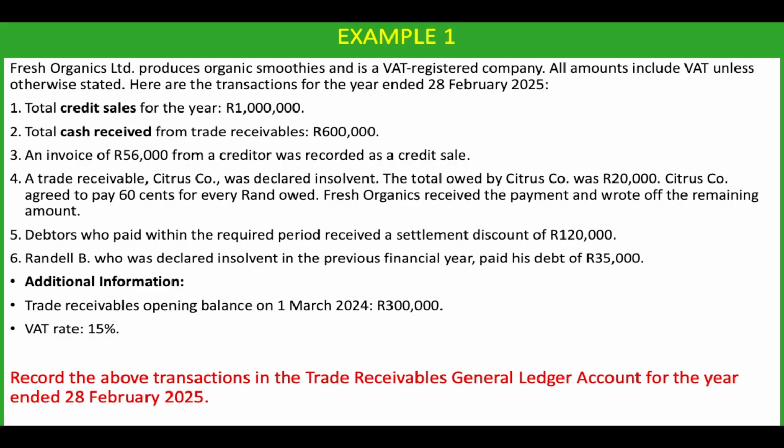Welcome to Countats. In this lesson, we're going to be looking at the Trade Receivables General Ledger account. This is in fact the second lesson on the Trade Receivables General Ledger account. We've done another one on the General Ledger account for Trade Receivables, or the T account. That one was a more simplified one. So if you are doing the Ledger account for the first time for Trade Receivables, you might want to check out that one before looking at this one.